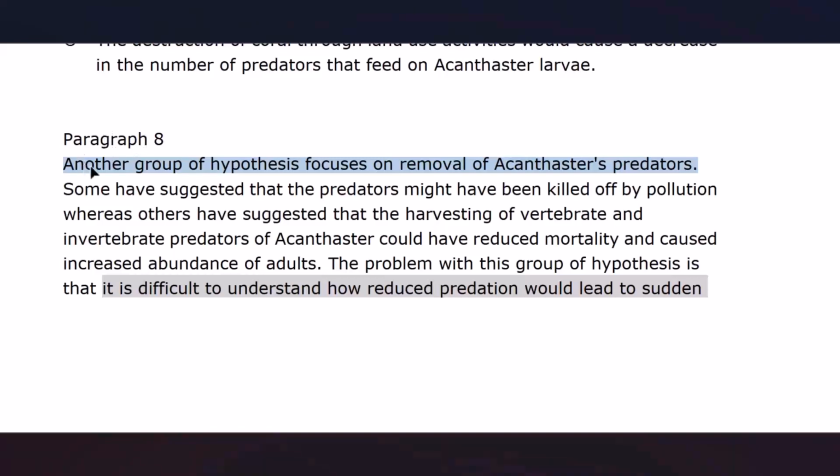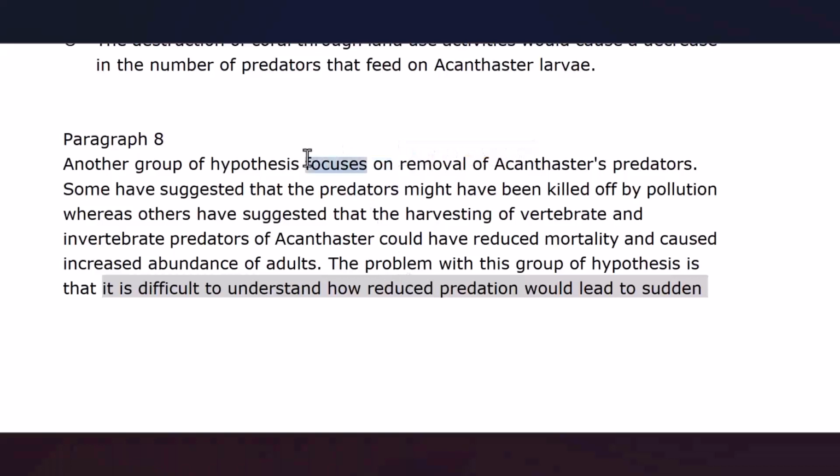Paragraph 8. Another group of hypotheses focuses on removal of Acanthastor's predators. In this sentence, the main verb is focuses, and please remember that focuses is usually accompanied by the preposition on. We have this collocation aspect of this verb, focus on.